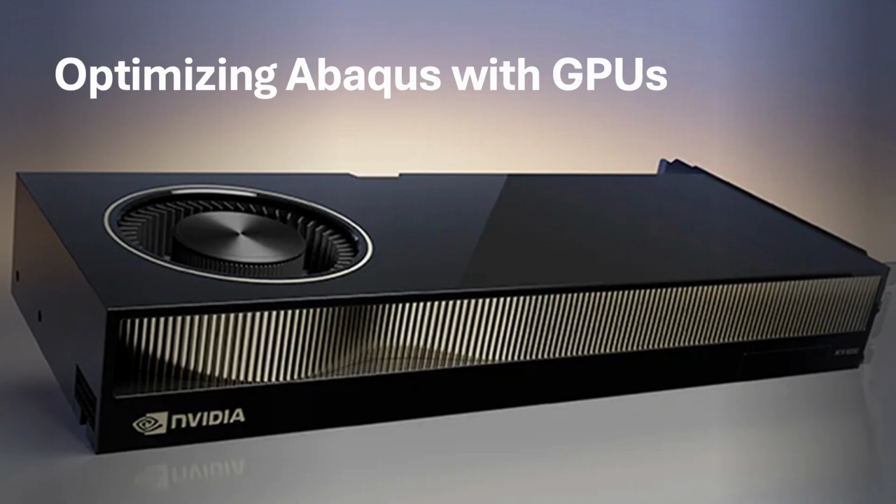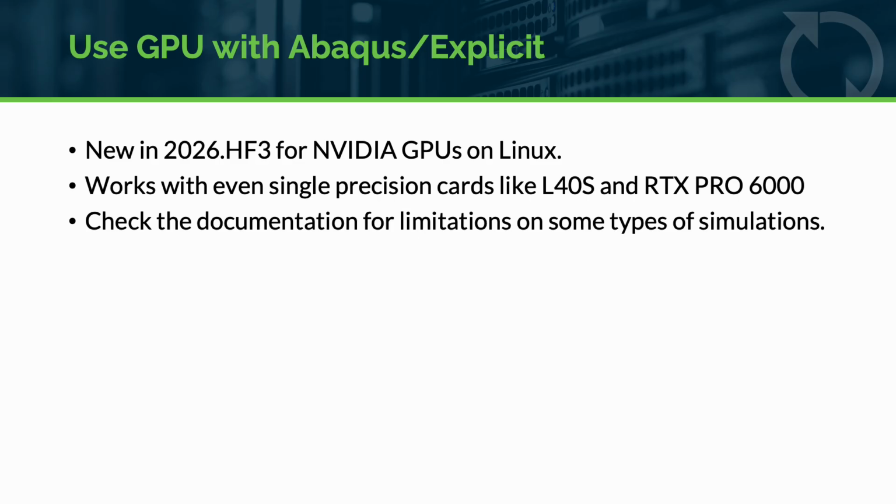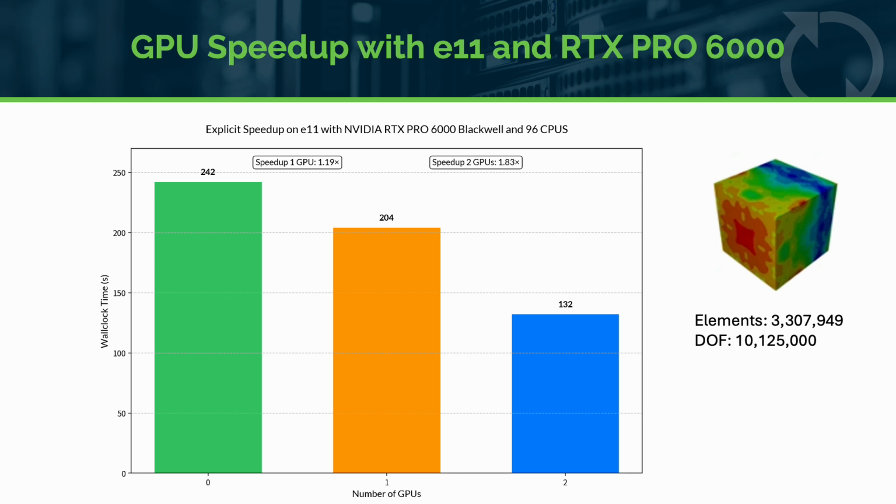Now I'm going to skip to the more exciting part, GPUs. At the time of this recording, Abaqus 2026 now has GPU support with explicit. It's been in standard for a while, but now you can actually run GPUs with explicit. And it works with even single precision, more affordable cards that are often AI related, like the L40S and the RTX Pro 6000. Even though those are single precision, double precision can be performed on them, and the performance is actually quite good, and we're going to show that here in a second. Now, there are some limitations, which you can check the documentation on, but it does work very effectively.